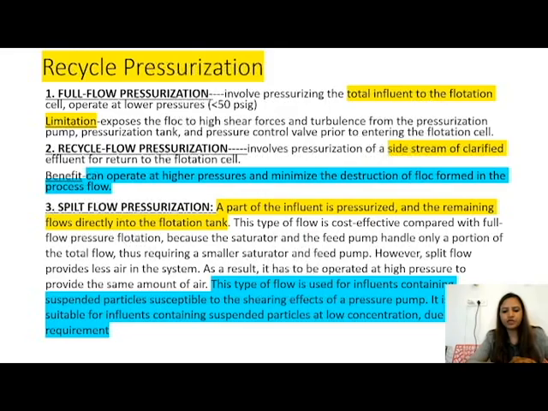This type of flow is used for influent containing suspended particles susceptible to the shearing effect of a pressure pump, and it is suitable for influent containing suspended particles at low concentration.